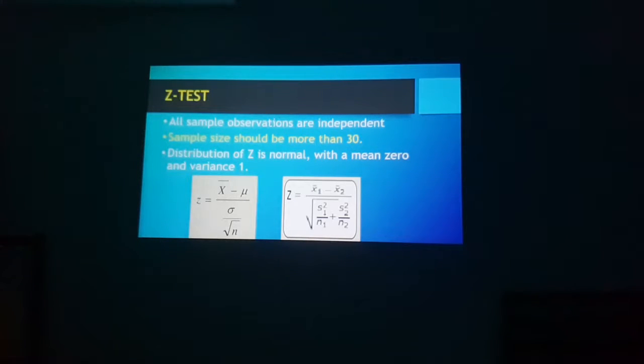In essence, when there's a large sample size, sample variance is deemed to be approximately equal to the population variance. In this way, it is assumed to be known, despite the fact that only sample data is available, and so normal tests can be applied. The assumptions are: all samples and observations are independent, all sample sizes should be more than 30, and the distribution of z is normal with the mean 0 and variance 1.